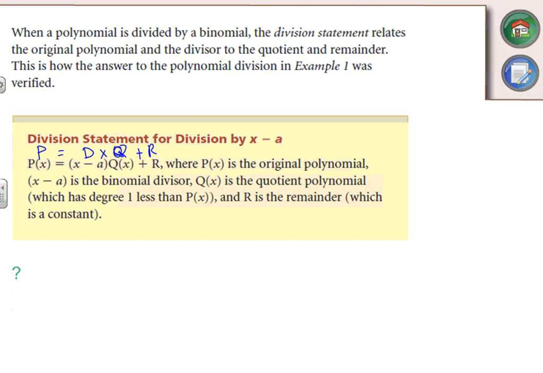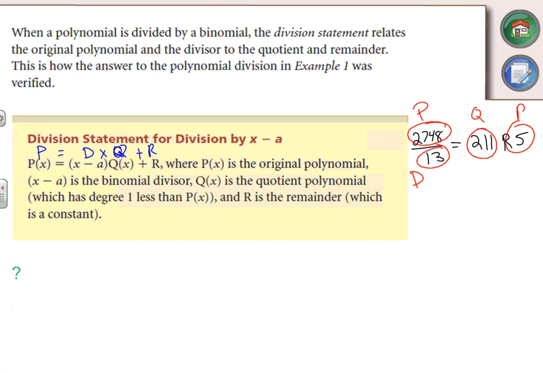I'm also going to show you another one that they don't show in this book, but I think is quite powerful as well. When we first talked, right at the very beginning, the first question we said 2748 divided by 13 was equal to 211 with a remainder of 5. This is our original polynomial. This one here is our divisor. This here is our quotient, and this here is our remainder. So we're going to just put that together.